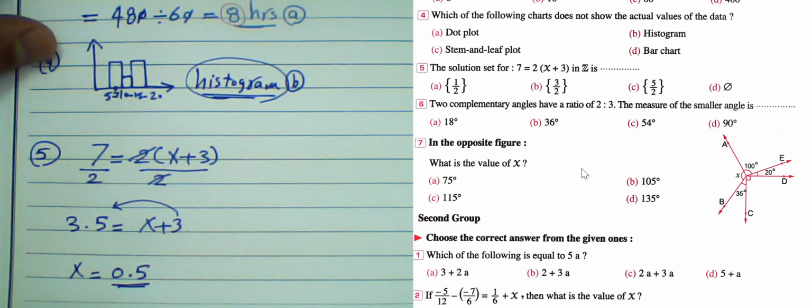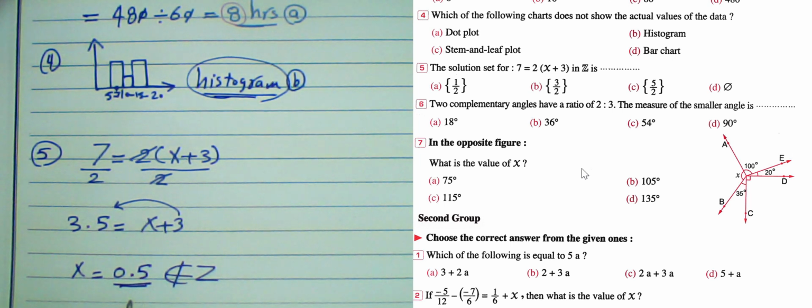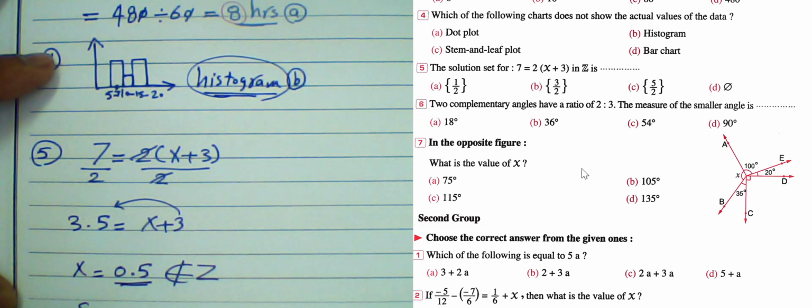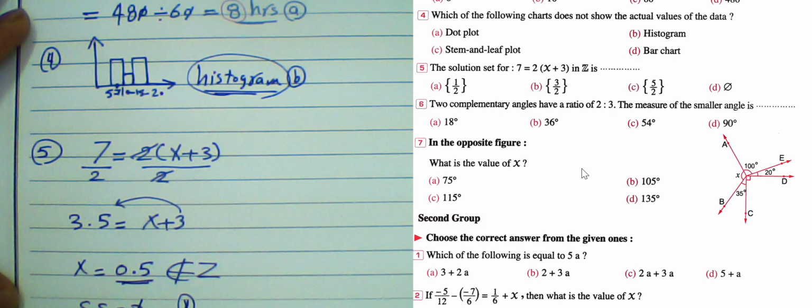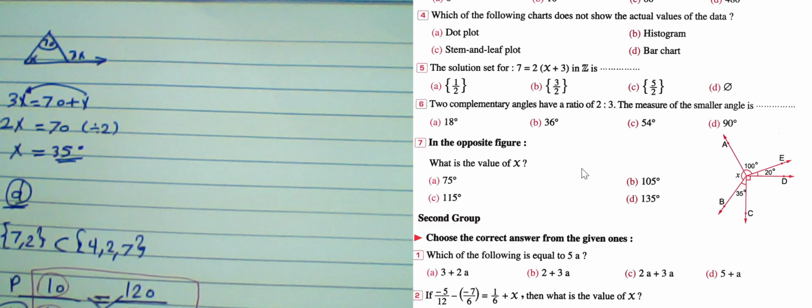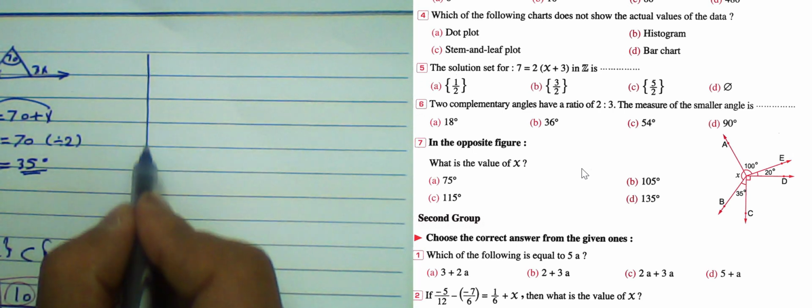Okay, 0.5 here is the value of x, not belonging to integers, because if we want to find the result belonging to integers, the solution set will be the null set. So it shows letter D for this example. Okay, understood? Now we will complete the next question.